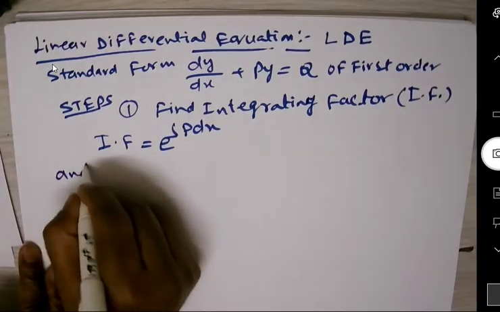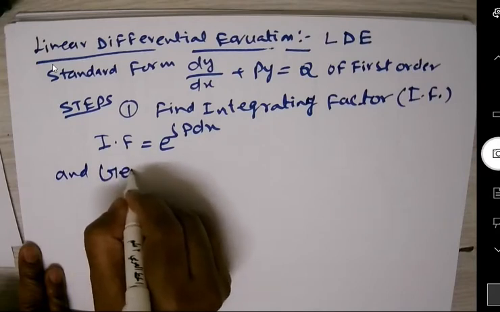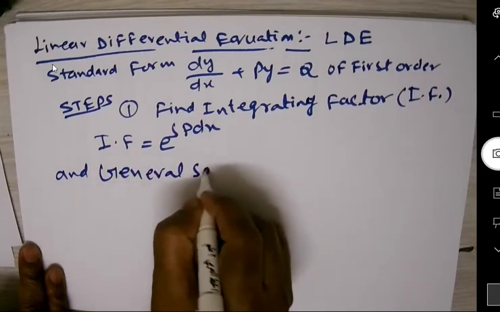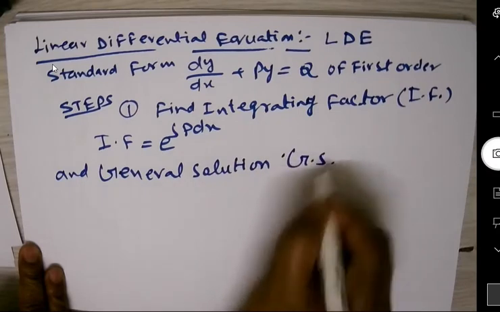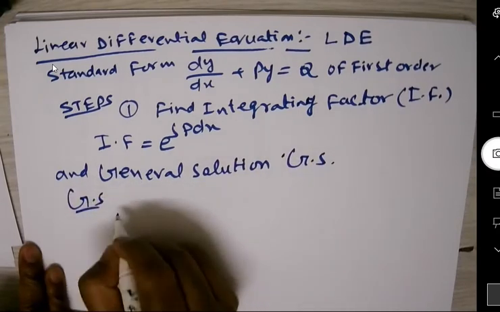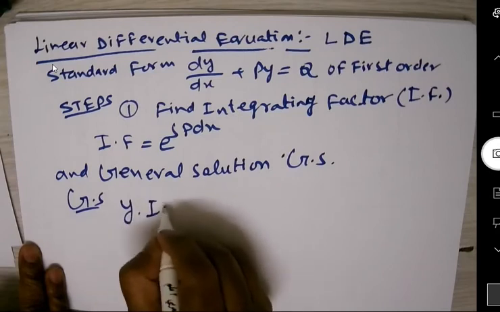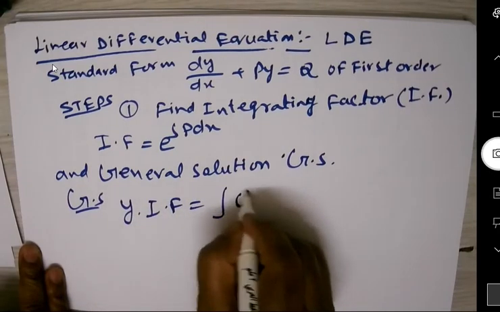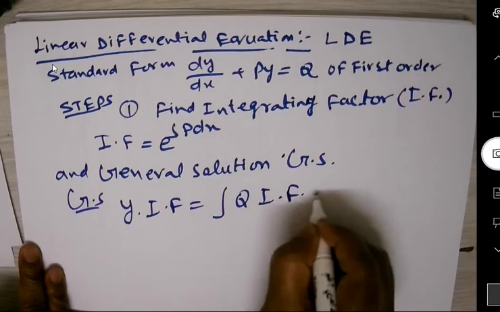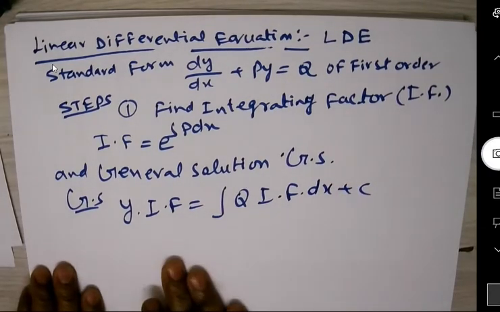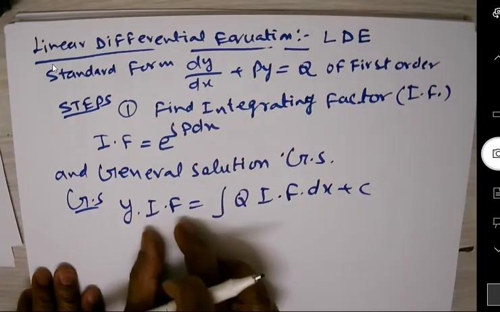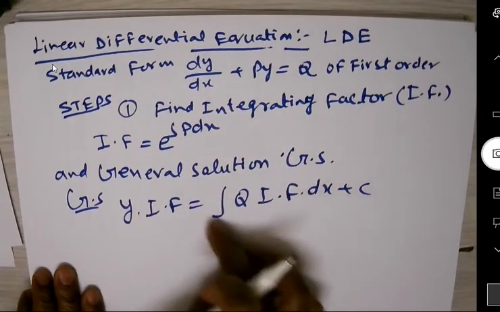And the general solution, which I can abbreviate as GS, will be calculated by y times integrating factor is equal to integral of q into integrating factor dx plus c. This is the general solution using integrating factor. Substitute the IF here and then integrate it.